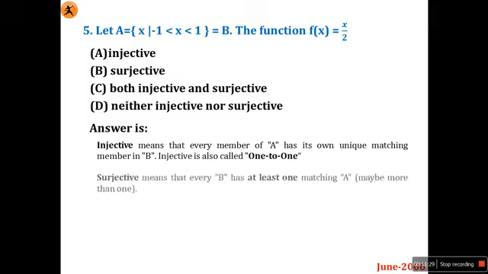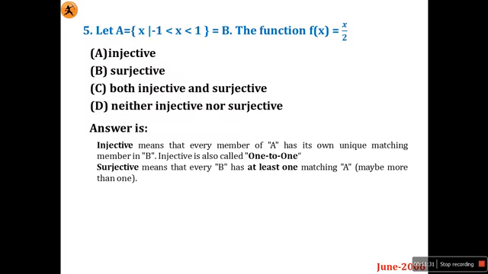Okay. Next, look at surjective. This means that every element of B has at least one matching element of A. In the first case, some elements may be free in set B, but in the surjective function, all the elements of B should have a pre-image in A. Means there is no element free in B. All the elements of B should have a pre-image in A.